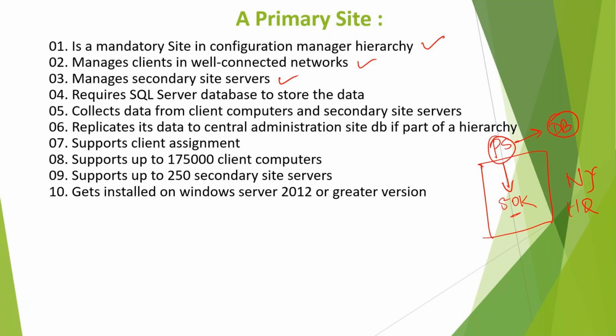So why do we need secondary? Secondary comes into the picture when you have branch offices like this. Let's say this is Mumbai. Mumbai has like 2,000 devices. This is London. London has like 5,000 devices. So who will manage these devices? Secondary site server. So we will install secondary one to manage all these devices in Mumbai, 2,000 devices, and secondary two, which will be managing all the devices in London. So 2,000 devices in Mumbai and 5,000 devices in London.